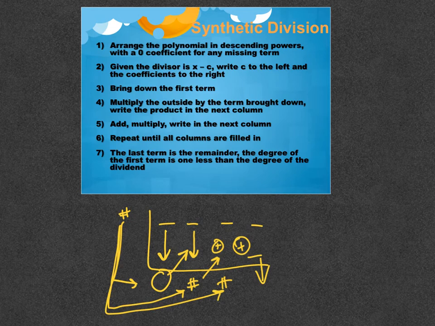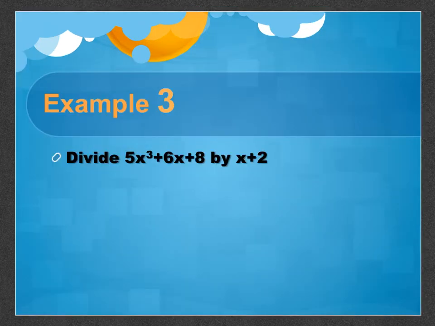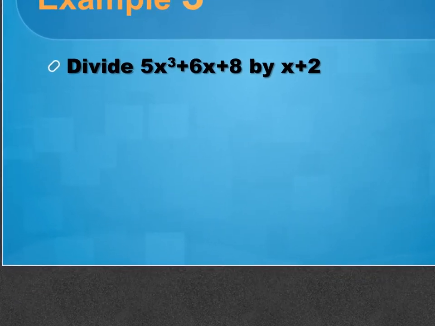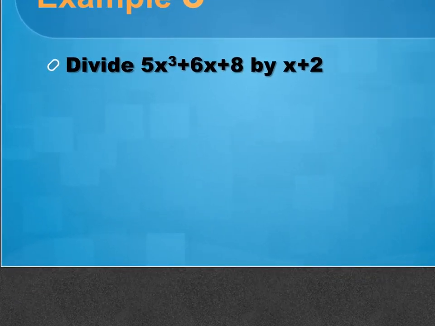So there's no variables involved this time. This is when it's a lot easier. It's faster. The more you practice this, the faster you're going to get. Trust me, you're going to need to be fast at this. So it looks like this: 5x to the third, plus 6x plus 8, divided by x plus 3.